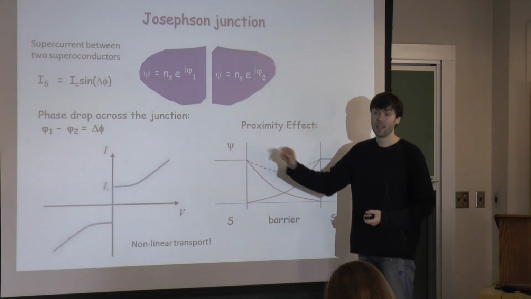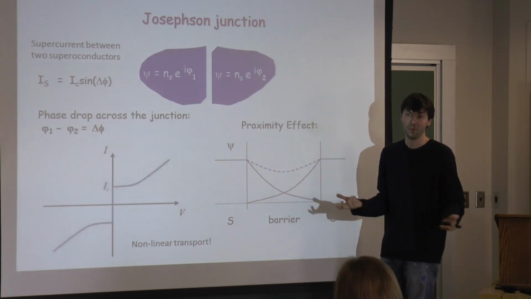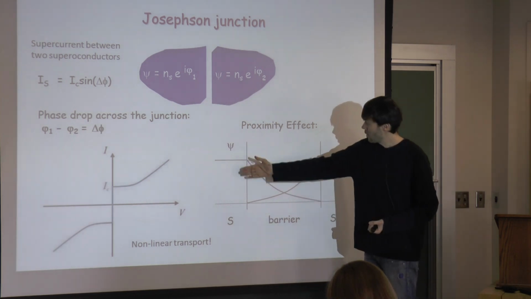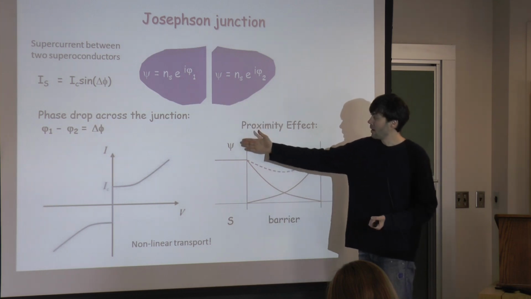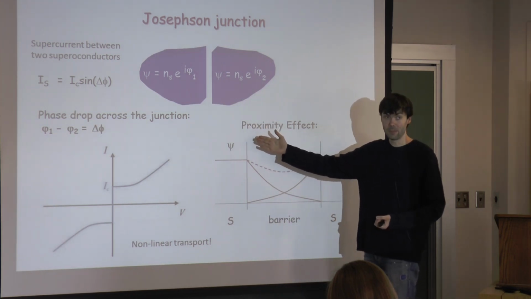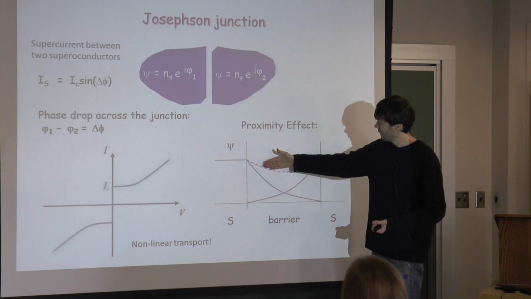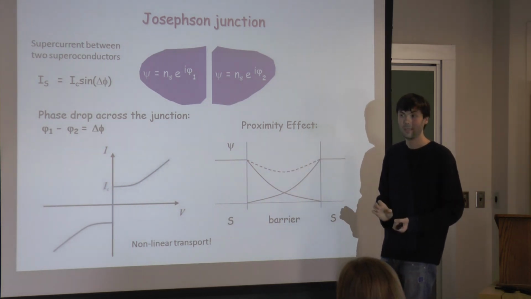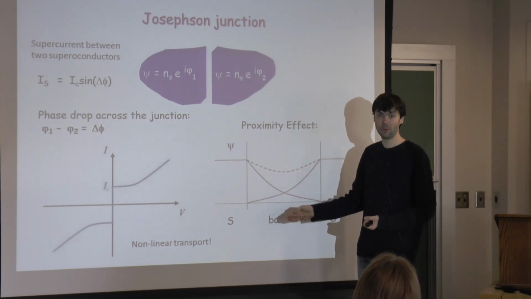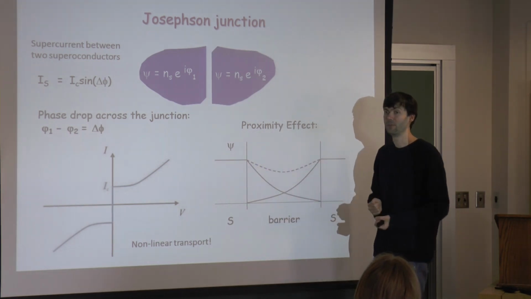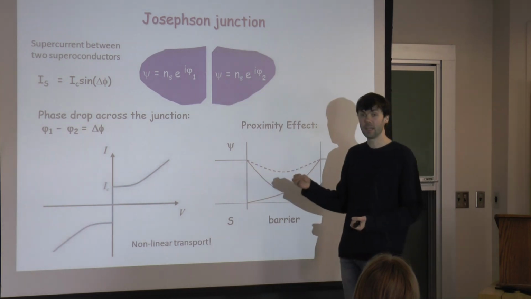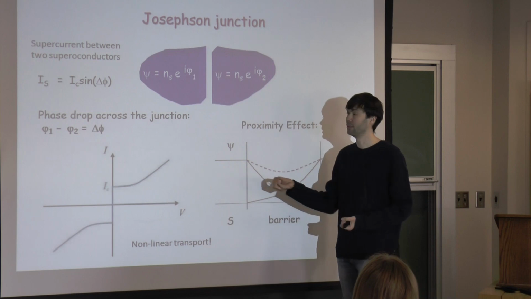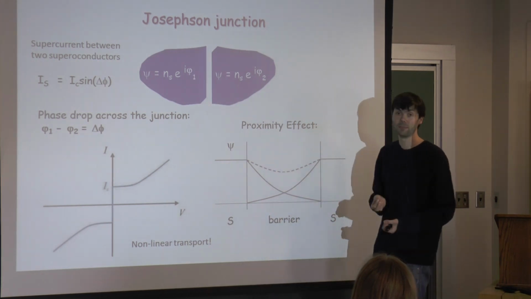And with the dashed line, I plot the sum of the two wave functions, nothing more. Well, approximately. So going from left to right, this wave function, also called the order parameter, exhibits a kind of weak spot. The amplitude is reduced, but if it's not reduced to zero, Cooper pairs can go from left to right. And they can carry supercurrent. So the Josephson effect can be thought of as a tunneling of Cooper pairs.